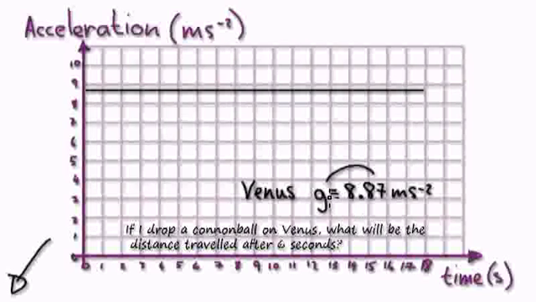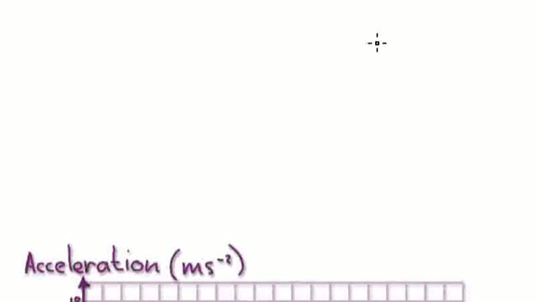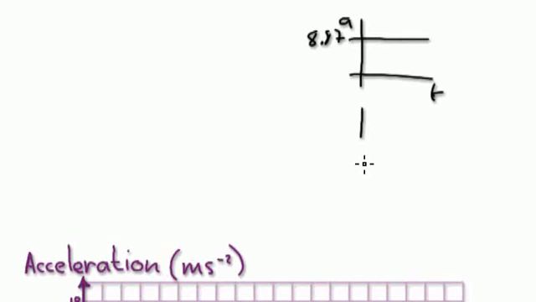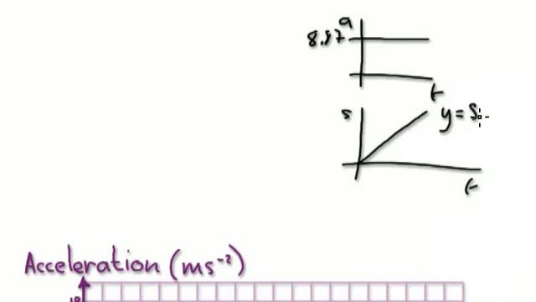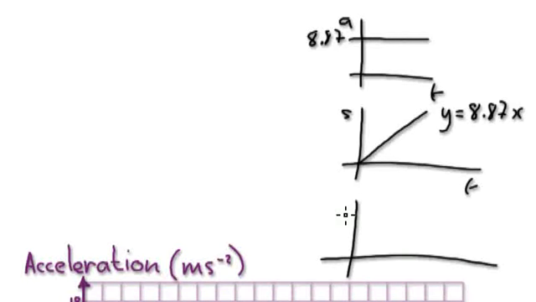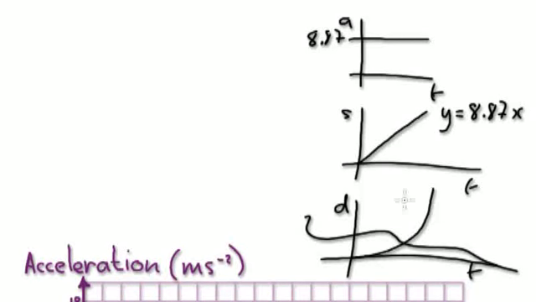Given this acceleration, inside your mind, visualize your acceleration time graph. This is 8.87. So your speed time graph will be y equals 8.87x, which is the equation of a straight line. Then sketch the distance time graph, even though you probably won't need it. It will look something like this.